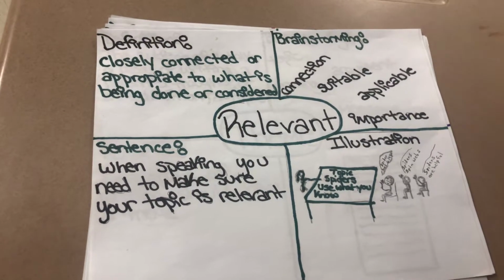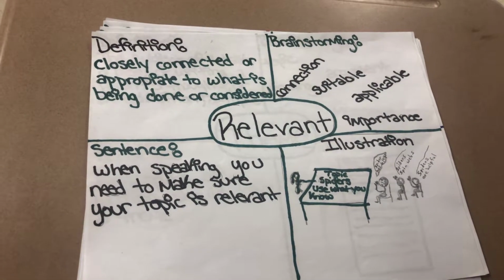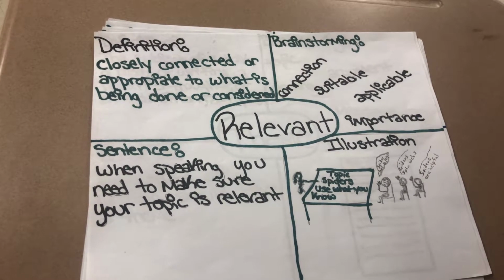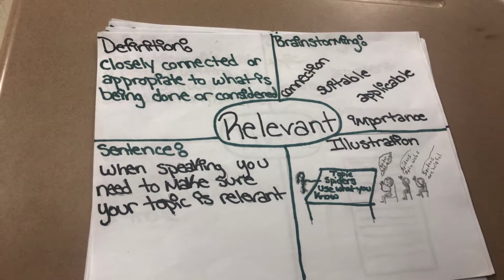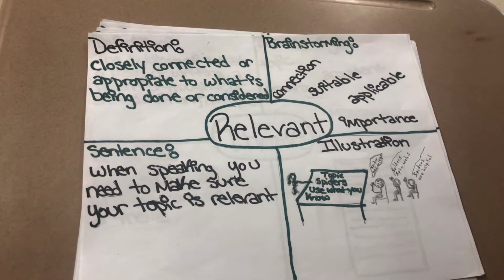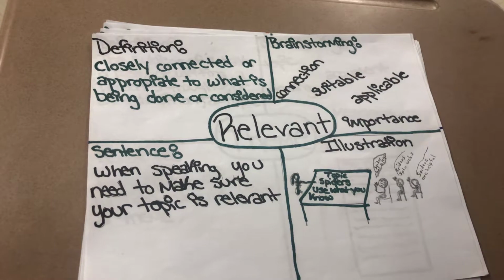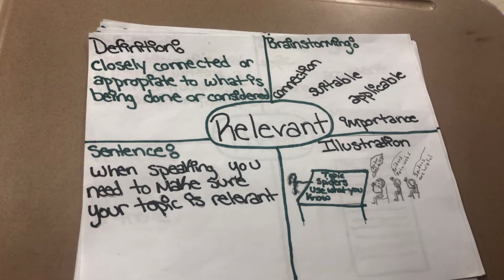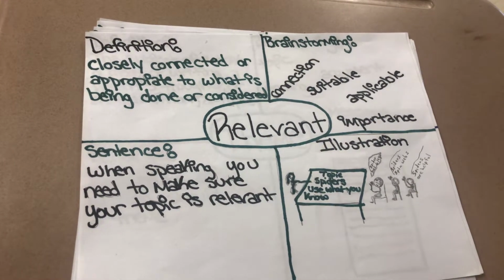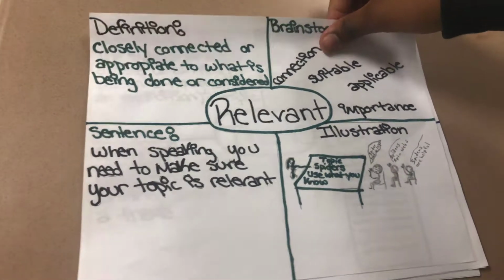The next word is relevant, which means closely connected or appropriate to what is being done or considered. The sentence is, when speaking, you need to make sure your topic is relevant. Some words we came up with were connection, suitable, applicable, and importance. The illustration shows the teacher asking what they know about spiders and the students are telling what they know.